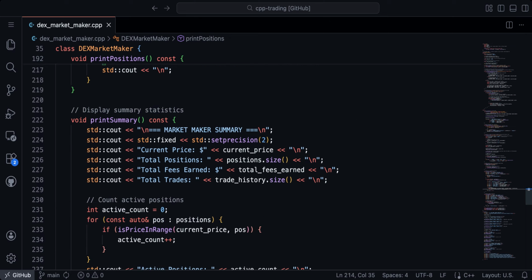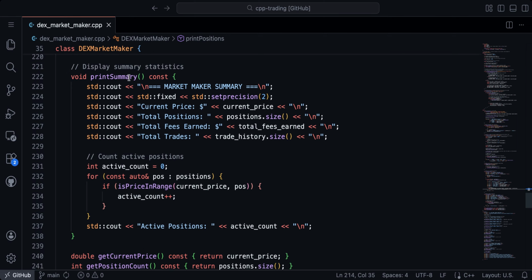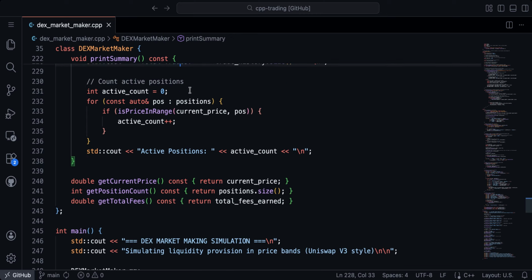The print summary method is a const method that displays summary statistics. It prints a header, sets the output format to fixed decimal notation with 2 decimal places, and displays the current price, total number of positions, total fees earned, and total number of trades from trade history size. It then counts how many positions are currently active by iterating through all positions and checking if each one's price range contains the current price. It prints the count of active positions.